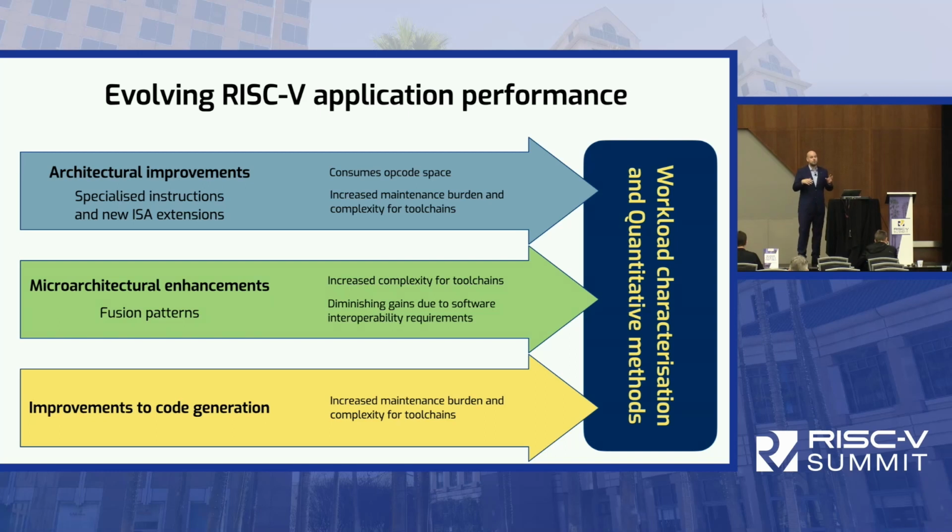So as we try to quickly evolve, we have 3 different layers that we can address. The bottommost is the easiest. We just improve our code generation. So yes, RISC-V is less mature than some other architectures when it comes to code quality, when it comes to our compilers.